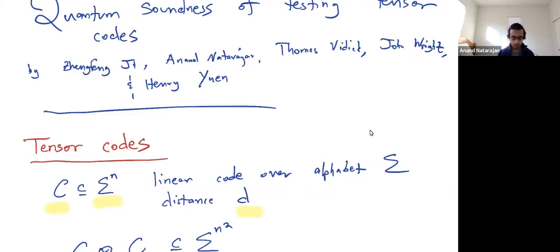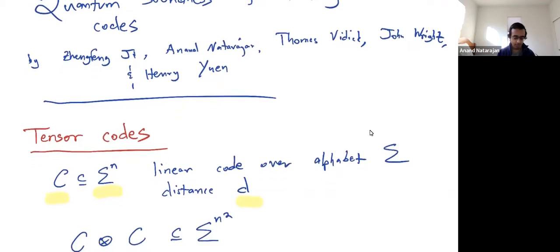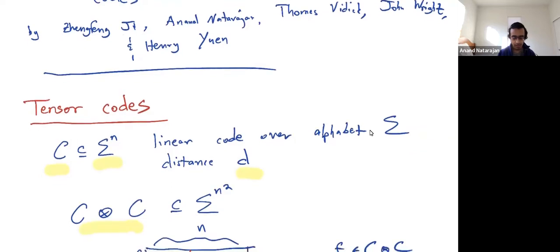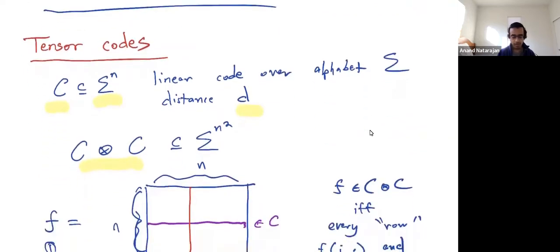Now, what's a tensor code? The simplest example of this is what's called the tensor product of C with itself. That's denoted by C tensor C here. It's going to be a subspace of sigma to the n squared. So the elements of C tensor C will be n squared dimensional vectors whose coordinates are members of this alphabet sigma. So what's the definition of C tensor C?